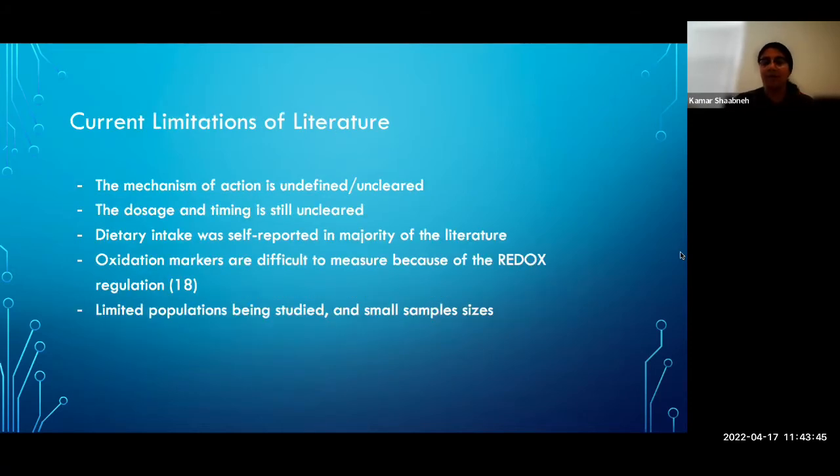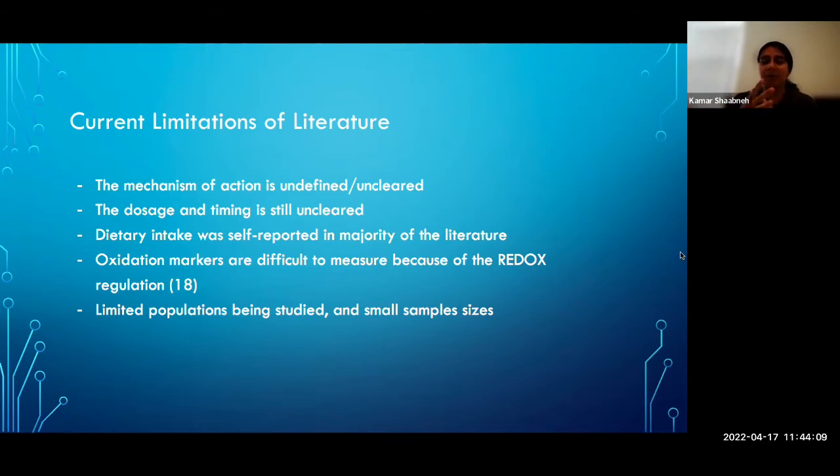So the current limitations of literature. Like I said before, there's not much out there. Many of the literatures that were found did have many limitations to them. So the main ones were the mechanism of action is undefined and unclear. No one truly knows how these vitamins are helping. They understand vitamin E because that's the role of vitamin E. However, the specific roles and the specific actions they're taking in place is not clear.